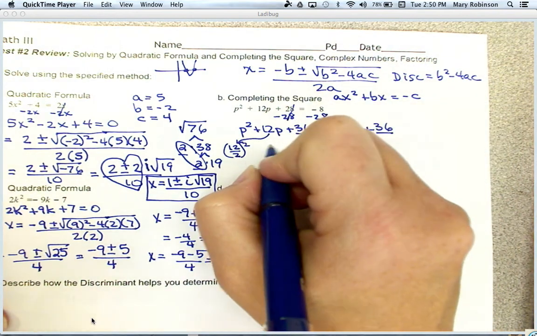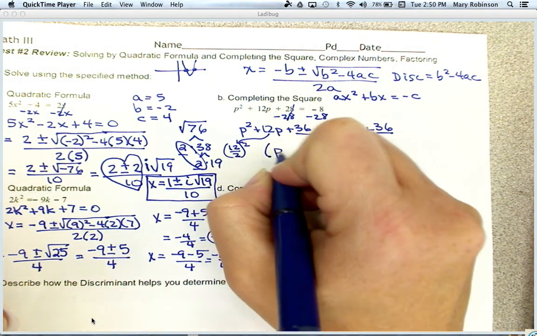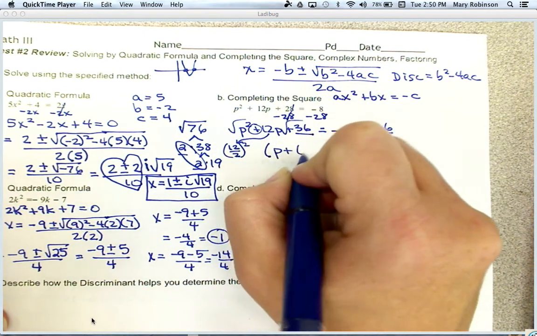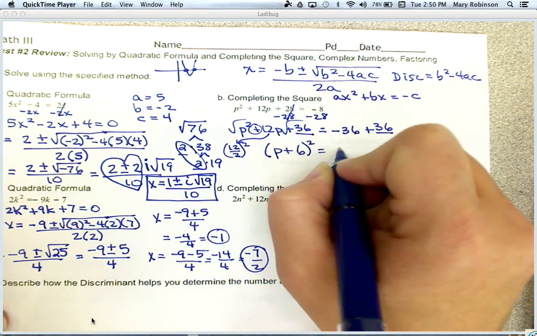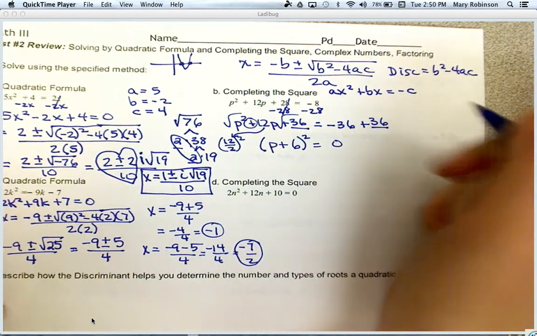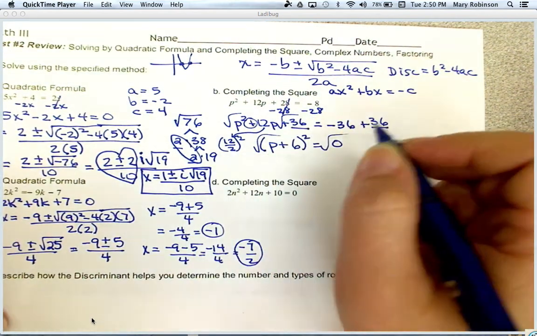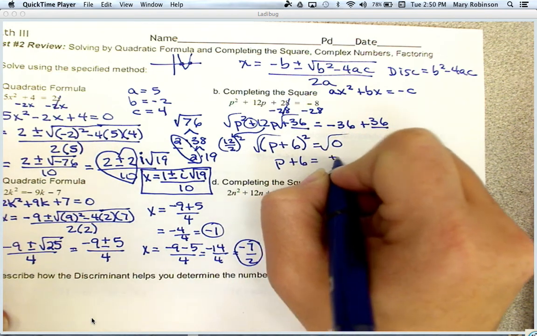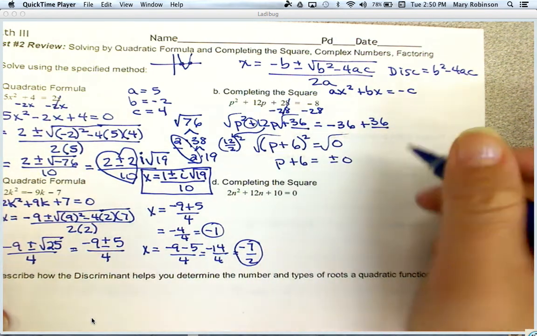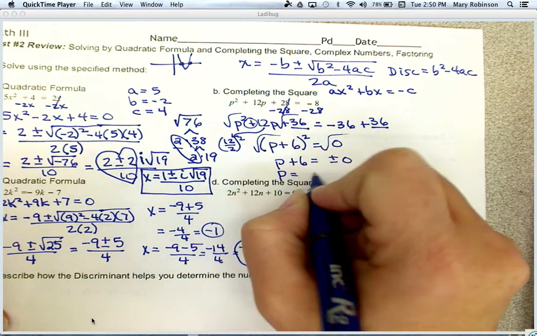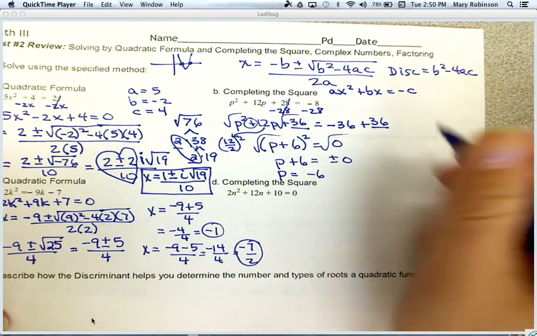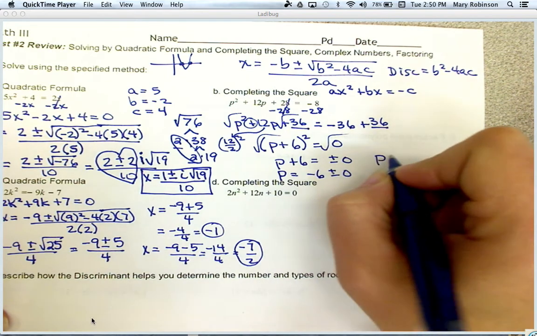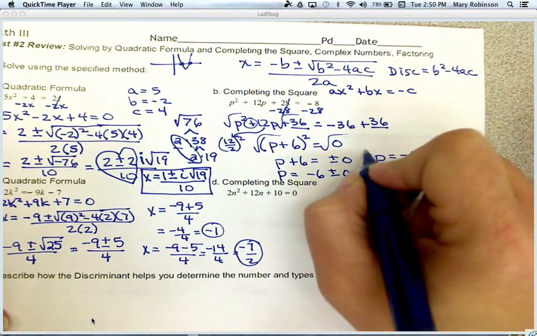So at this point, next I factor. So we'll have p, remember it's square root, keep the sign, so p plus 6 quantity squared equals 0. If I take the square root of both sides, I'll have p plus 6 is equal to positive or negative 0. But of course, I can't really add or subtract 0, so I'm just going to have negative 6. I'll just write that up there just so you see it. So p is negative 6.